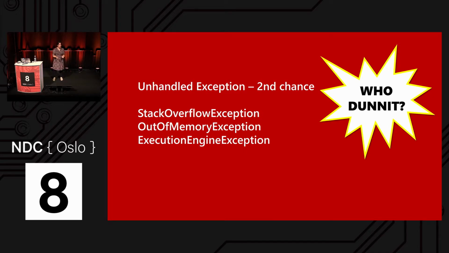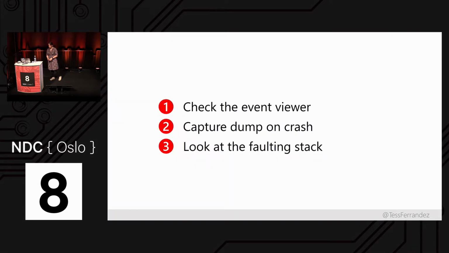Out-of-memory exception, the exact same thing. And the execution engine exception is usually a bug in the .NET framework somewhere. So in that case, the garbage collector is messed up and you can't do anything. And then you'll also often see, if you grab a memory dump when the process exits, that it maybe was not necessarily a crash. It could also be someone is killing or recycling the process, so that's a fairly common one too.